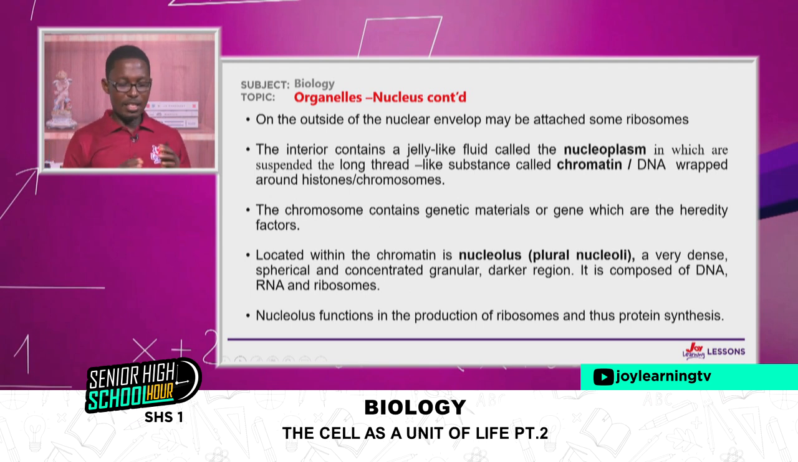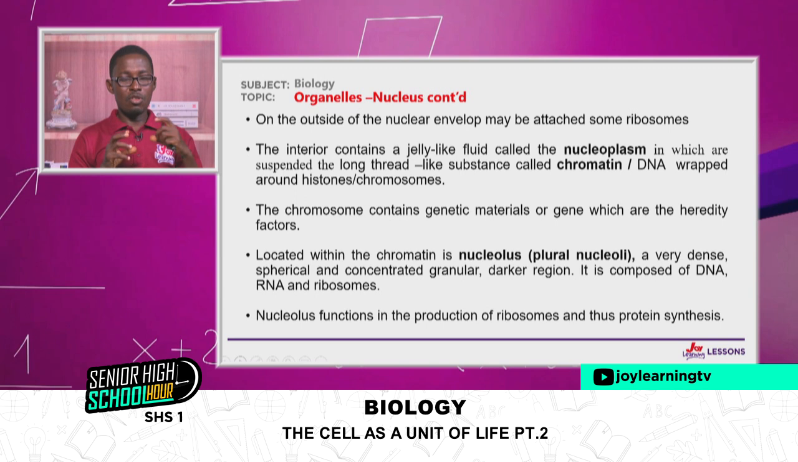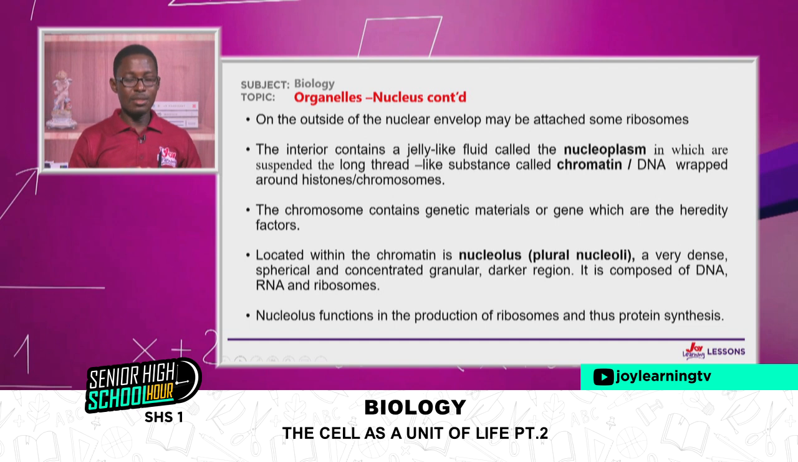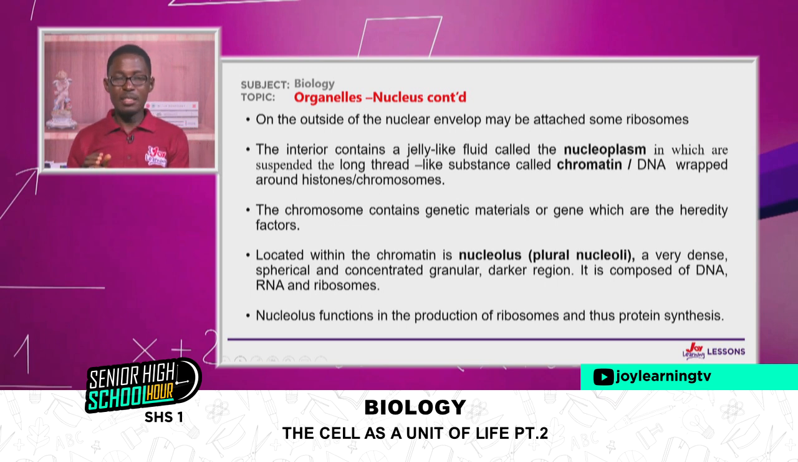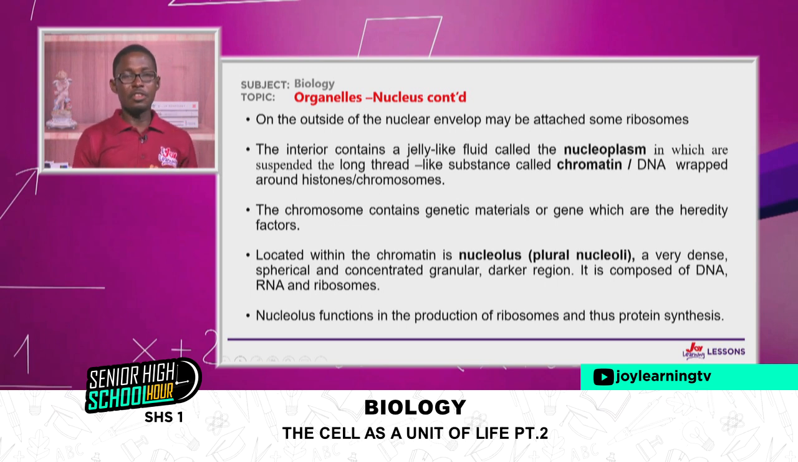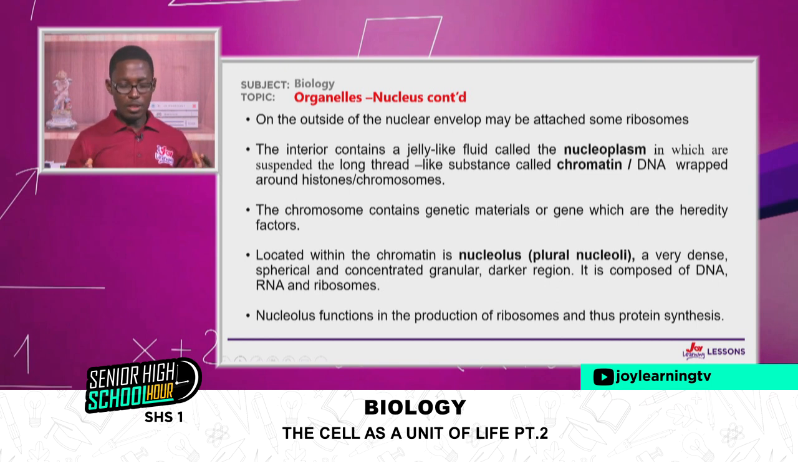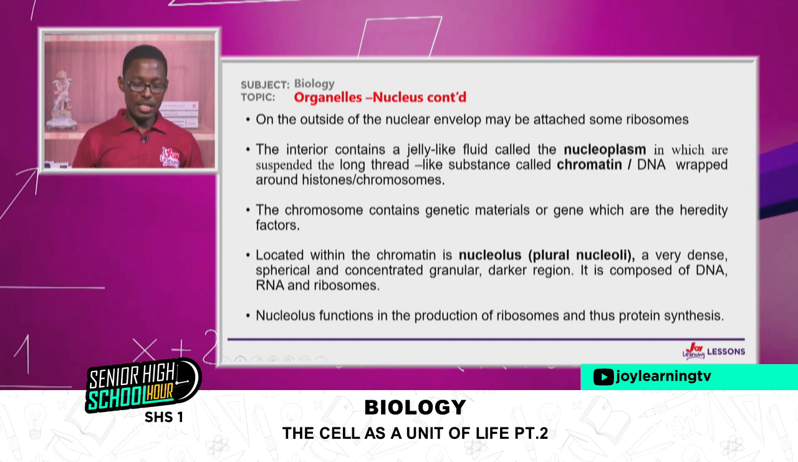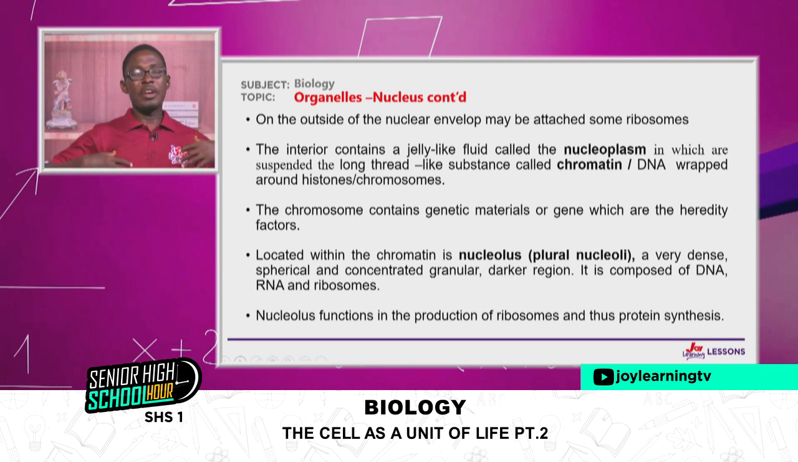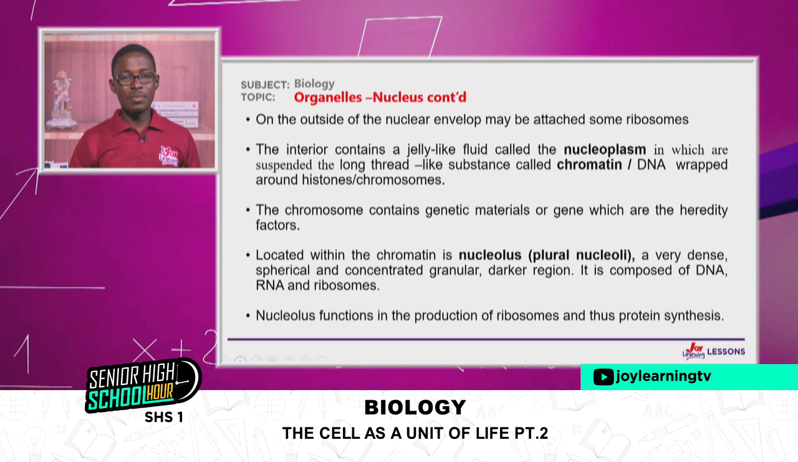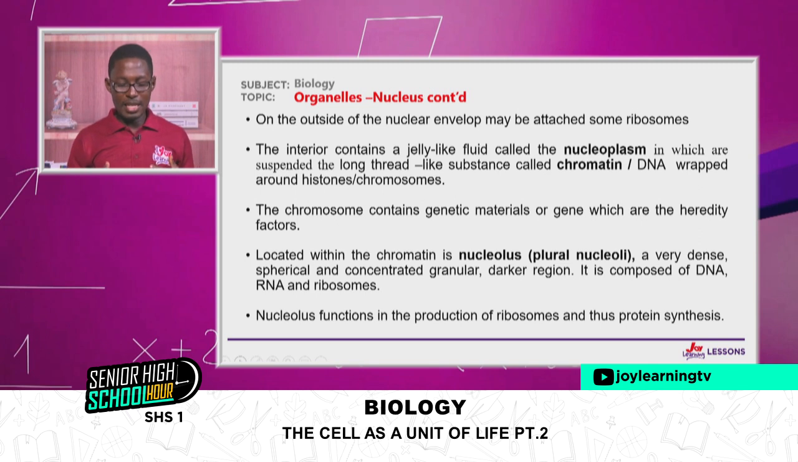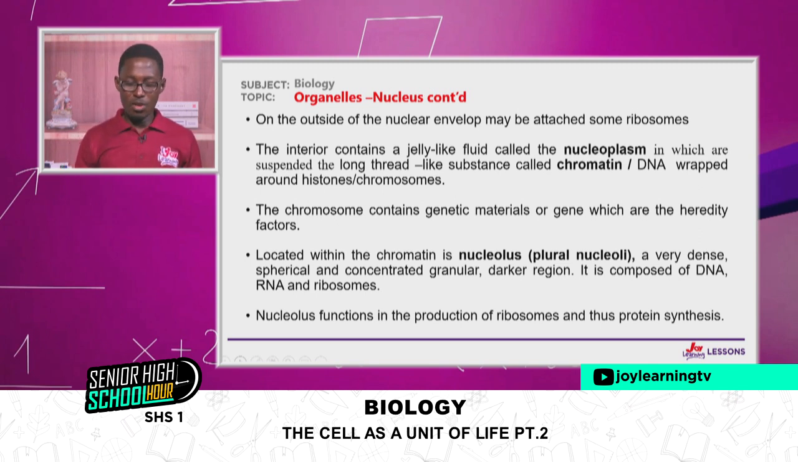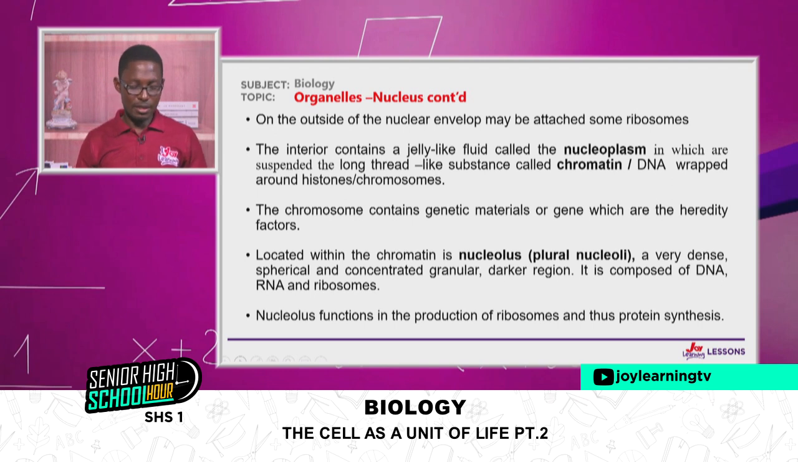So the chromatin and histones, at a point, the chromatin part would change through a process, when we get to protein synthesis, to form chromosomes. And this is where our genetic materials are found. Genes are found on the chromosomes. So we say that the nucleus houses the chromosomes or genes, which are what our parents pass on to us for us to look like them. When you look like your parents, we say you have inherited something. So the chromosome contains genetic material or genes, which are the hereditary factors.